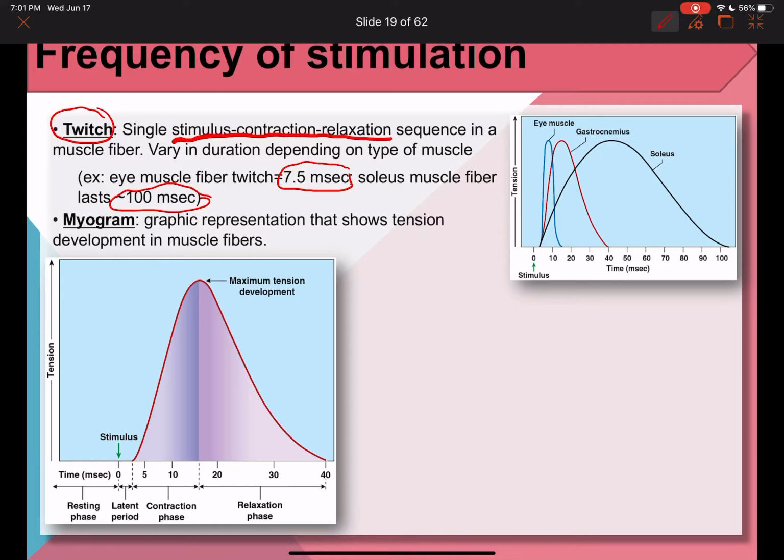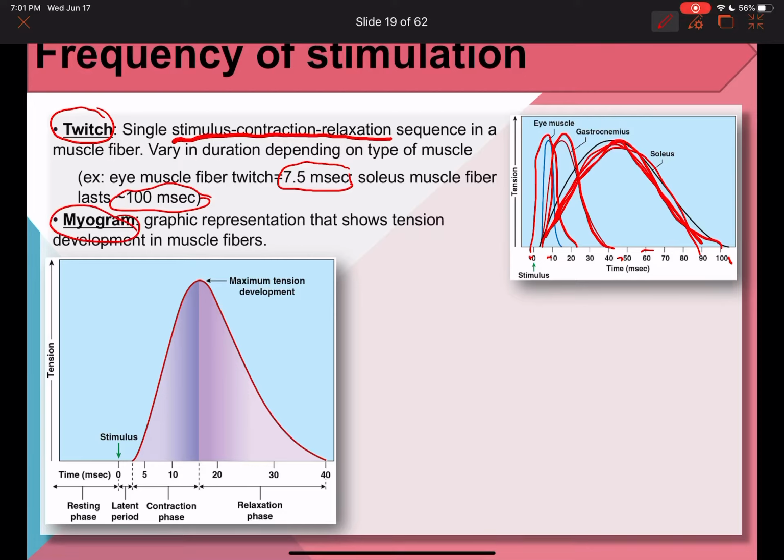myogram is a graphical representation that shows tension development in muscle fibers. You have different phases within. So this, for example, is a twitch of an eye muscle. This is a twitch of your gastrocnemius. This is a twitch of your soleus. And they all differ in time. But what is this curve representing? What are the different phases? This is what the myogram does.